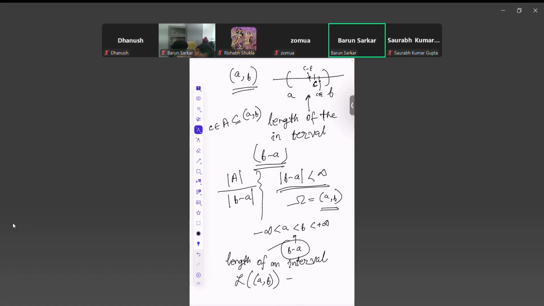So I can write it as B minus A. It can be done for any real number or any interval. Basically, this is called the measure of an interval. In fact, this type of thing is called the Lebesgue measure.